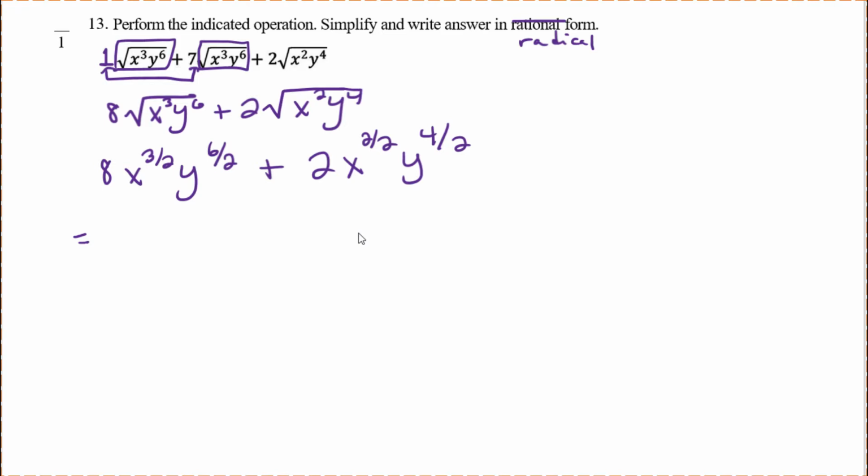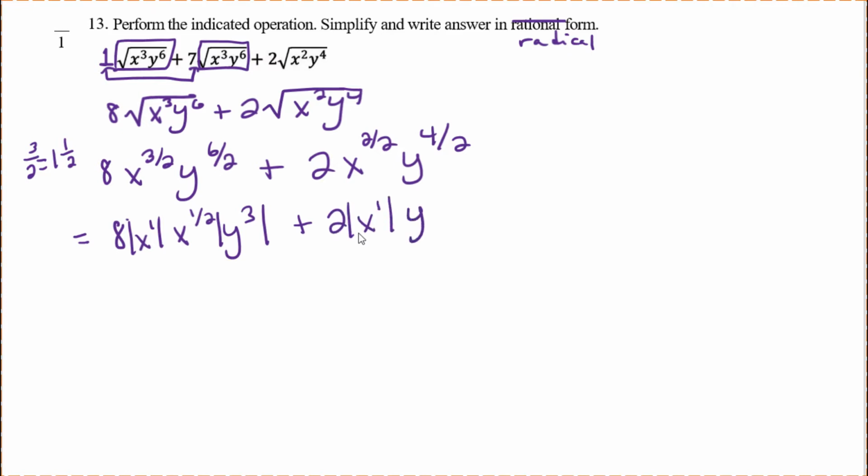So 3 over 2 is the same thing as 1 and 1/2. So we have 8x to the 1 power. Since we did a square root, we need absolute value. And then x to the 1/2 power, y to the 3rd power. Since we did square root, we put absolute value. 2x to the 1 power. Since we did square root, we needed absolute value. And then same for the y squared, we're just going to put an absolute value around it.